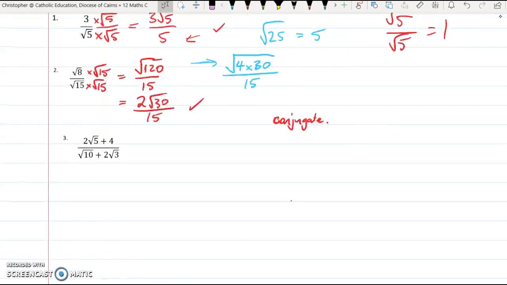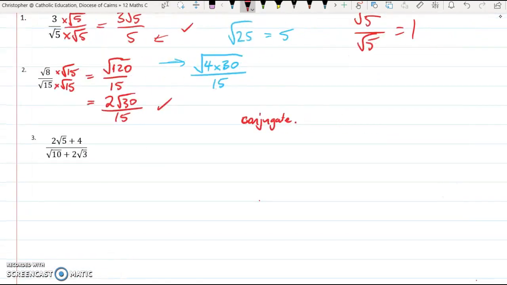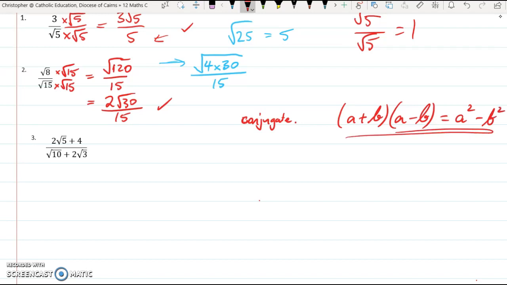Now, essentially what that means is, I hope we can remember our difference of perfect squares. If we remember this relationship here, that helps us to rationalise the denominator when we've got a plus or minus involved down the bottom here. So what we're going to multiply that whole expression by is its conjugate.